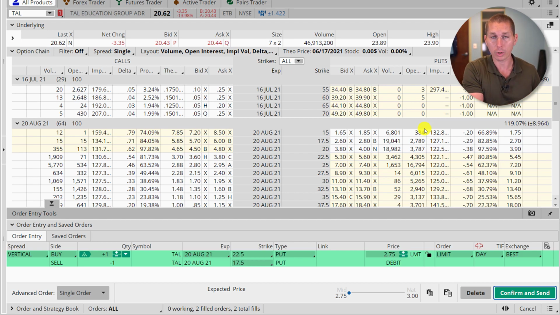But if we're looking for it to move lower, how I would structure a trade on this one would be to buy the 22.50 and to sell the 17.50. And the reason why is because I want a little bit of intrinsic value to offset the time decay that's going to take away at that. So also on this one, the volatility is 122, and I'd be selling a 127.